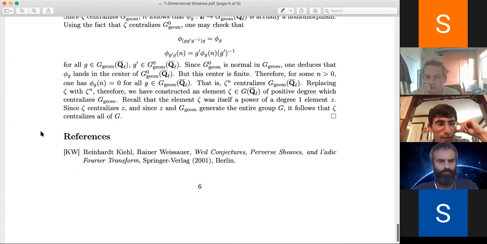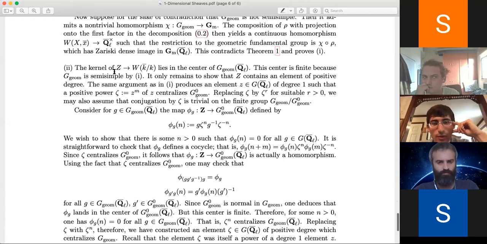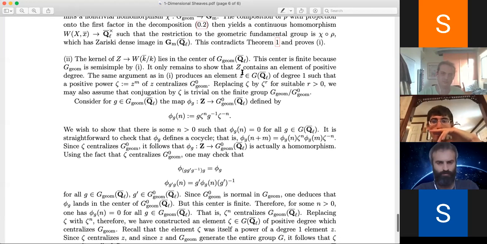Well, first of all, what is the kernel of this? If you're in the kernel, you're in particular degree 0, so you're in the geometric monodromy, and you're actually in the center of the geometric monodromy. We just showed that that thing is semi-simple, which says exactly that the center is finite. So this kernel is finite because the center of this semi-simple group is finite. So it only remains to show that Z contains an element of positive degree. That's the same as saying the co-kernel is finite, because this is just the integers.